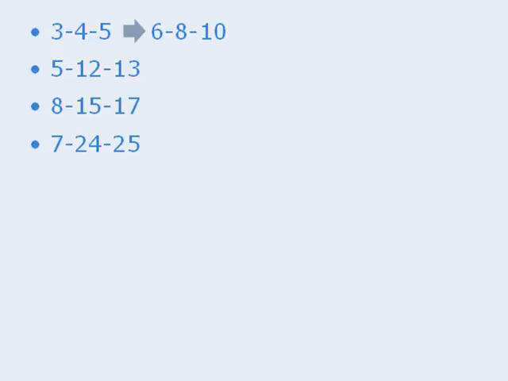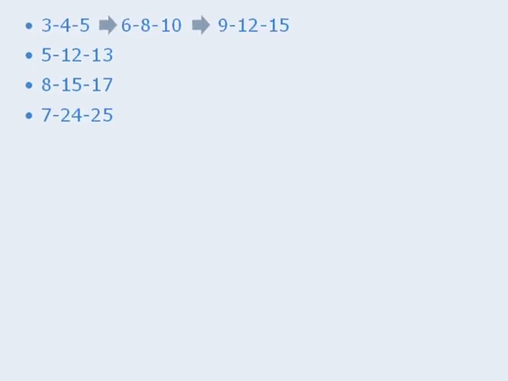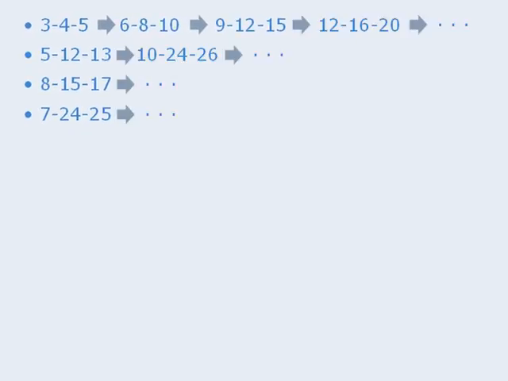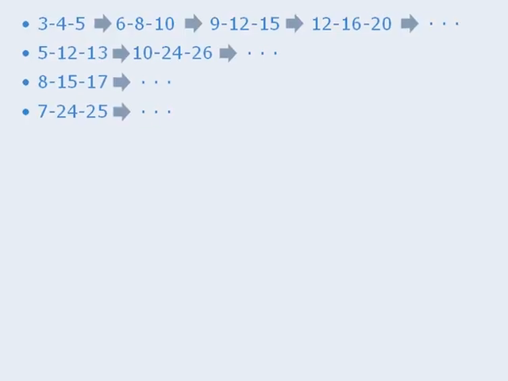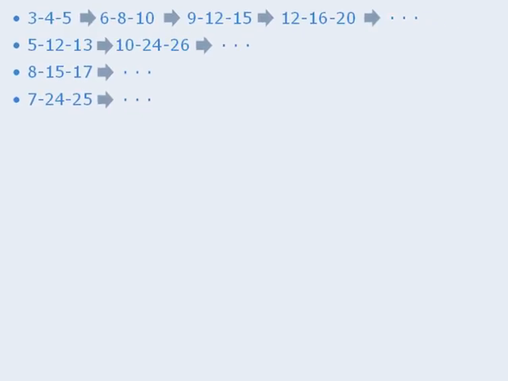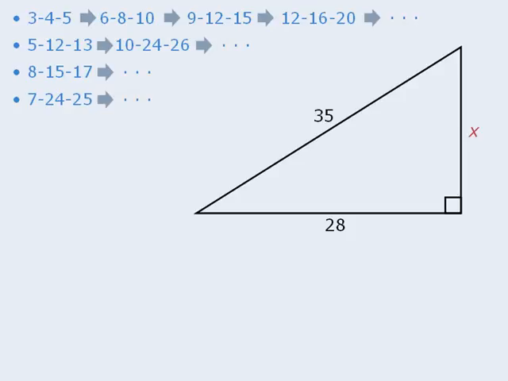Similarly, if we triple the lengths of a 3, 4, 5 triangle, we get another triple. In fact, the multiples of any of these Pythagorean triples will also be Pythagorean triples. Okay, now let's see how the multiples of Pythagorean triples can help us.